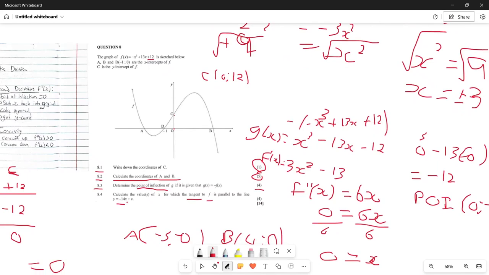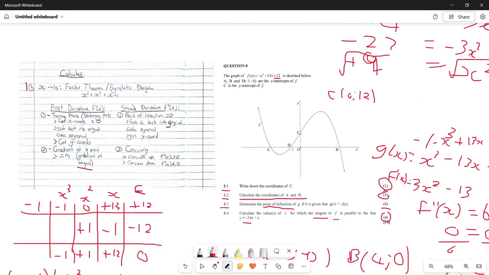Calculate the values of x for which the tangent to f is parallel to the line y equals -14x plus c. Otherwise, the cheat sheet is in the description below if you want to download it.